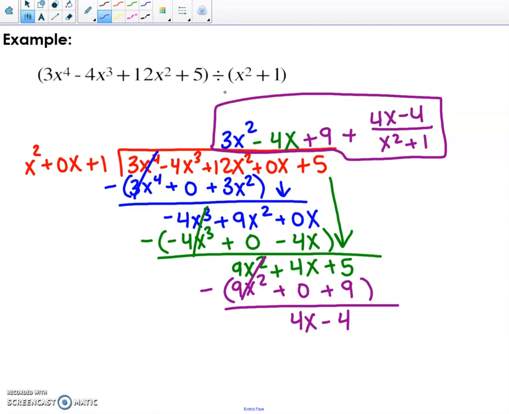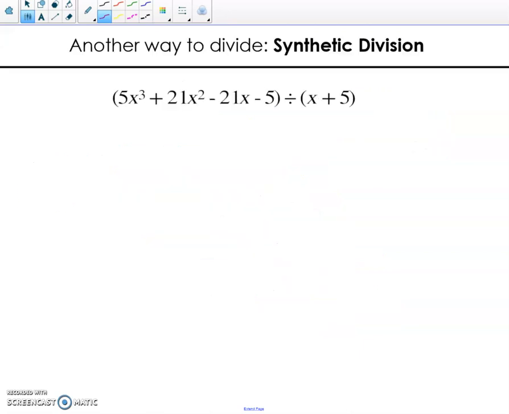synthetic division is a shortcut. It's less work and it's faster. So I would suggest using that when you can. So let's go over an example. So here we have a division problem and we're dividing by a linear, so we can use synthetic division here.